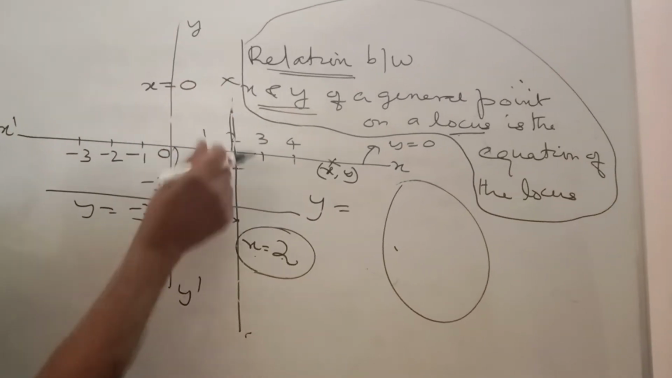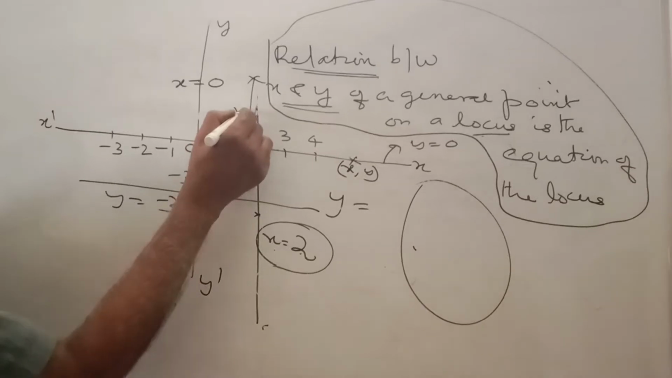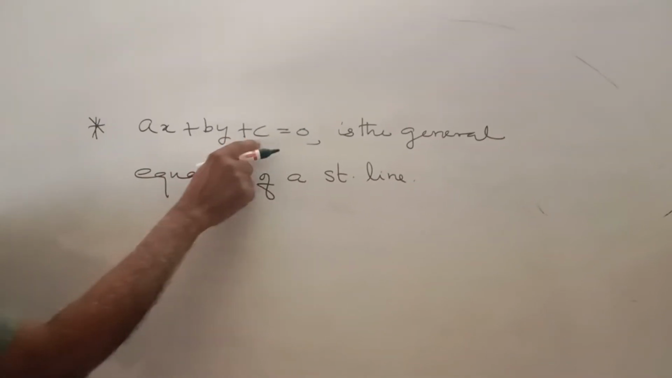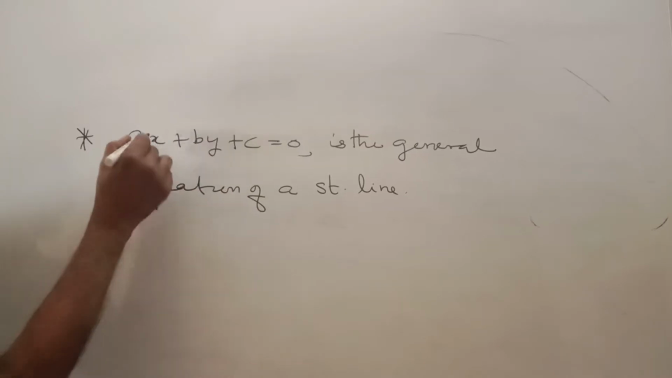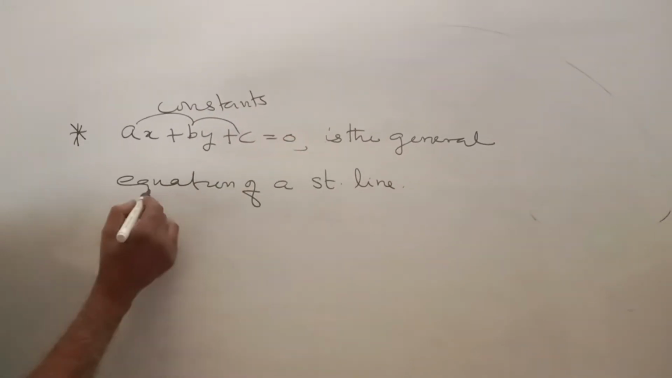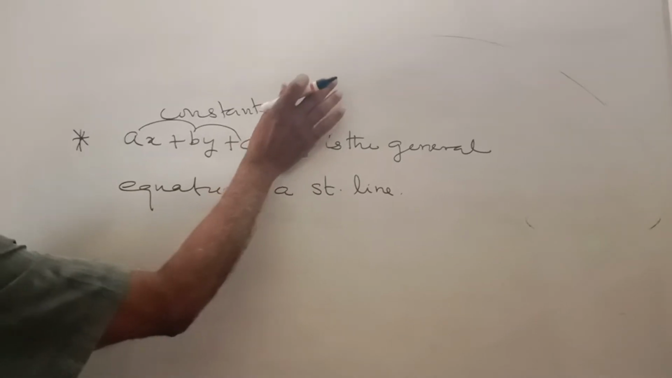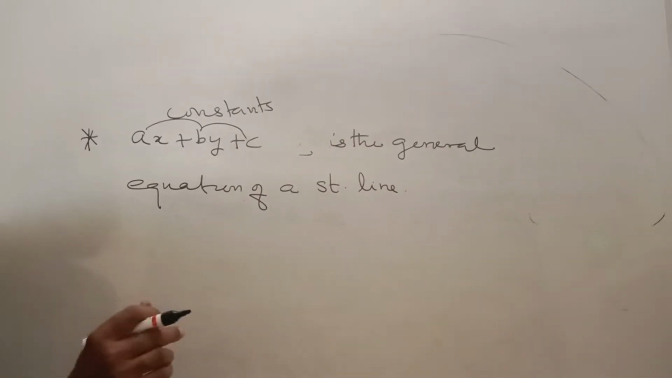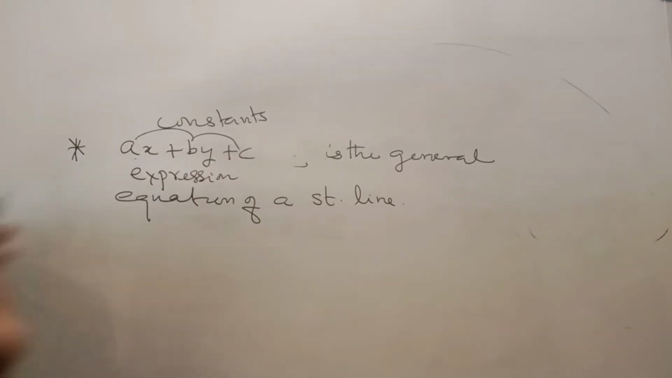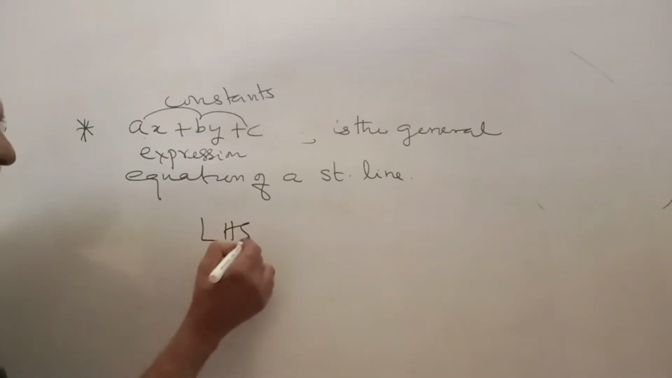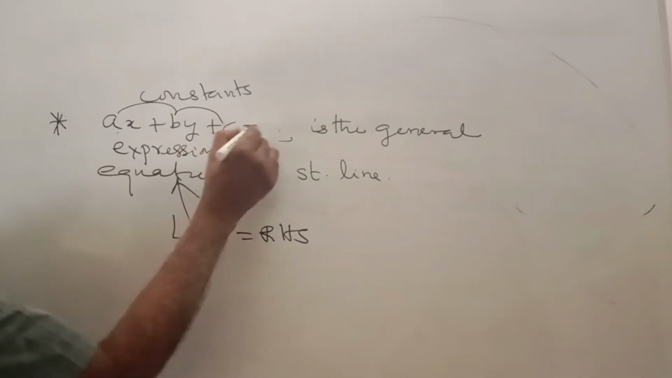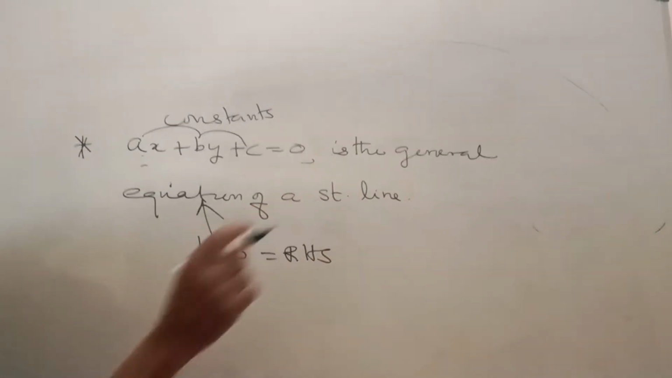But if you take a point anywhere else, there will be both x and y, and you get a relation between x and y. ax plus by plus c equal to 0, where a, b and c are constants, is the general equation of a straight line. If equal to 0 is not there, it does not come as an equation, it is only an expression. Left hand side equal to right hand side is the condition for an equation.